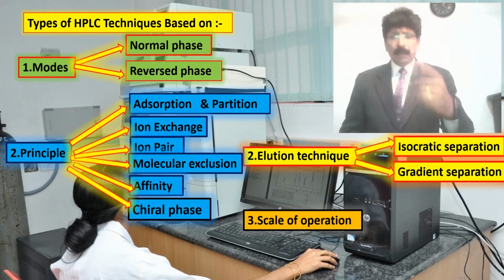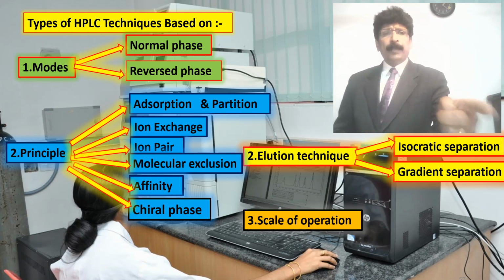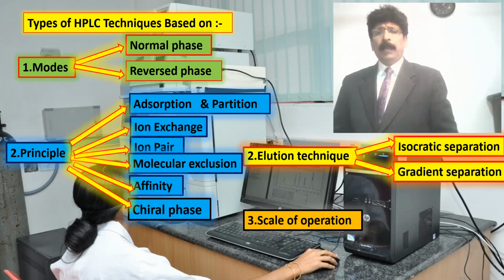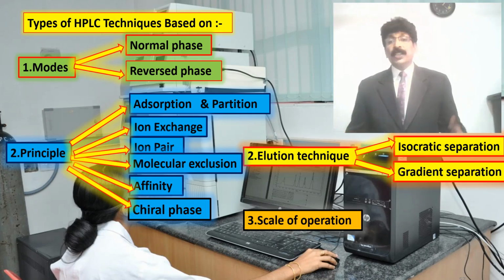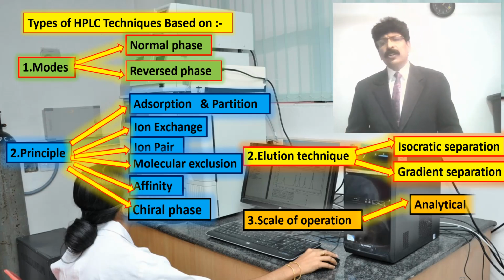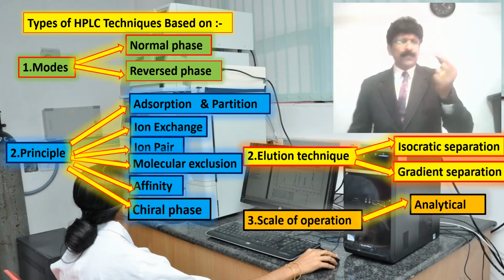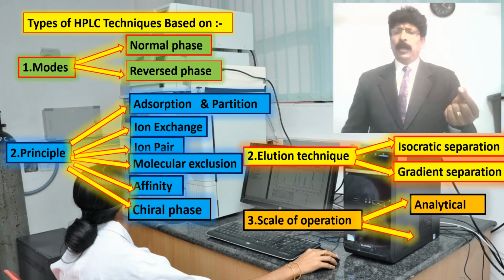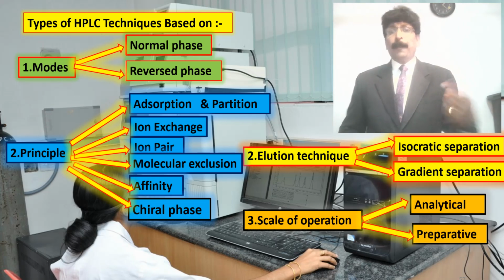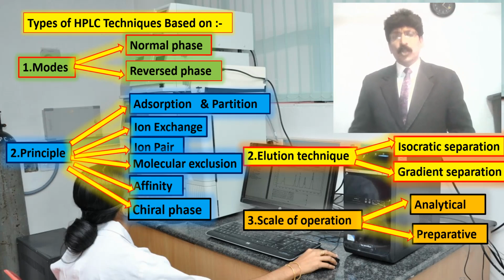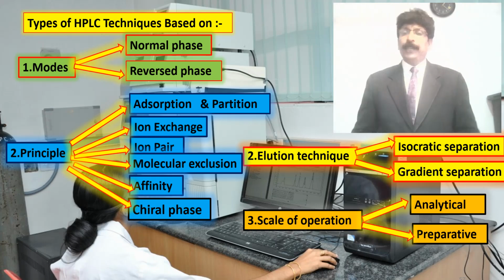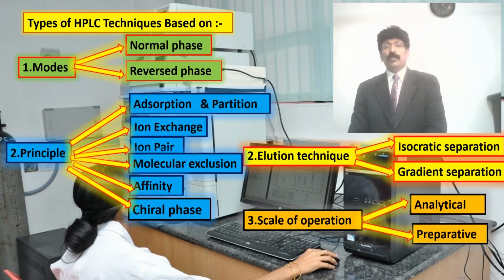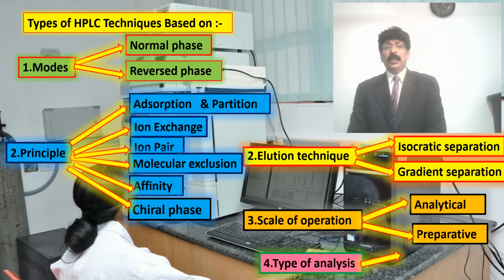Number 2 was the principle, and number 4 is scale of operation. By the scale of operation you can also separate. Analytical method means very minute micro analysis. Preparative means little larger quantities can be separated and reprocessed. So preparative techniques can also be followed, and by that you can also classify HPLC.